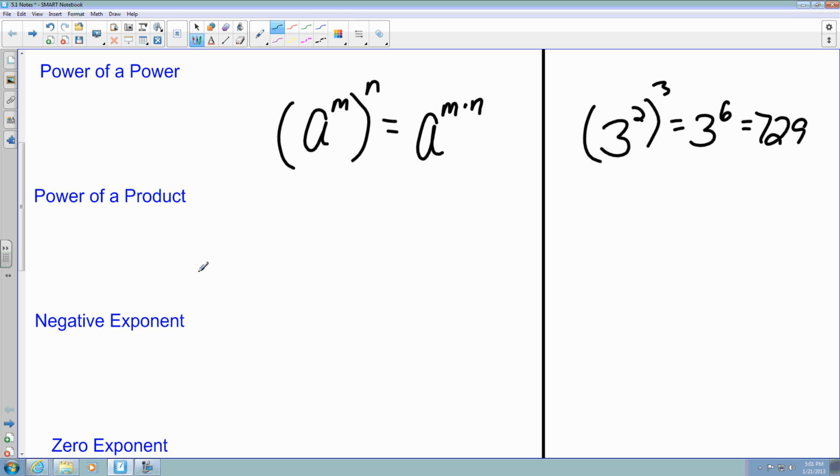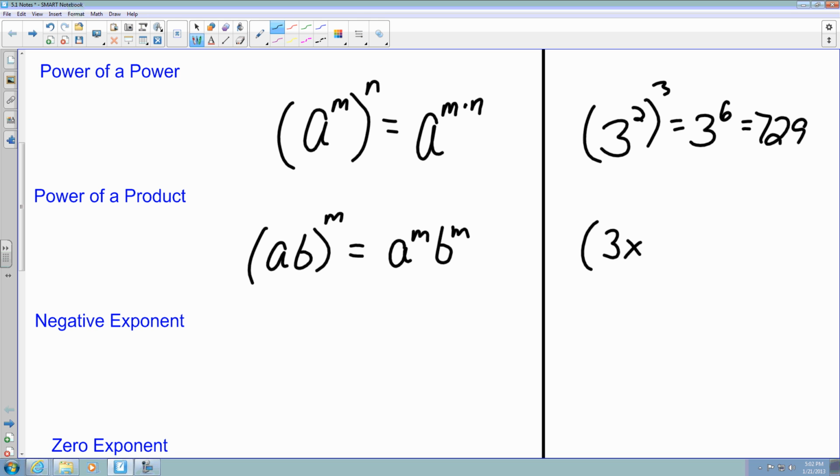The power of a product is, let's say we had two values inside parentheses, like a times b, and we had them to the m power. This means that both values inside that parentheses get the exponent m. So this would end up equaling a to the m times b to the m. So if I had an example like 3x squared, this means that we would have 3 squared and then also x squared, which then equals 9x squared.